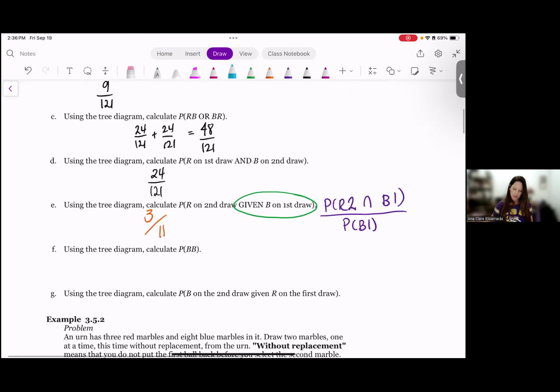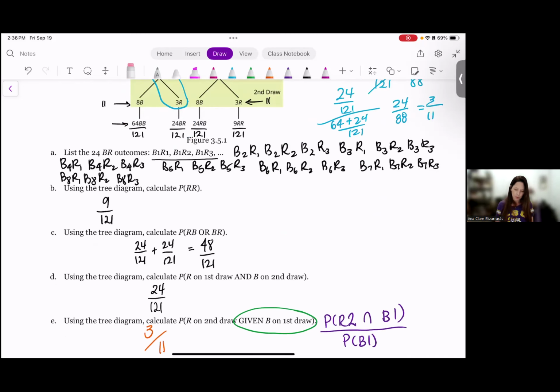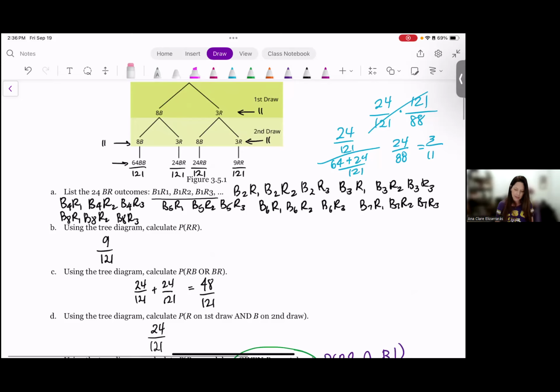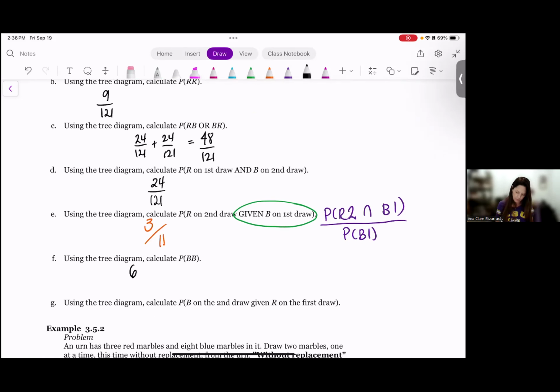Okay. Using the tree diagram, calculate the probability of being blue and blue. Blue and blue is here. There was 68 out of 121. I'm sorry, 64 out of 121.